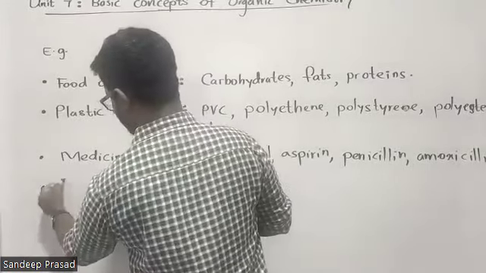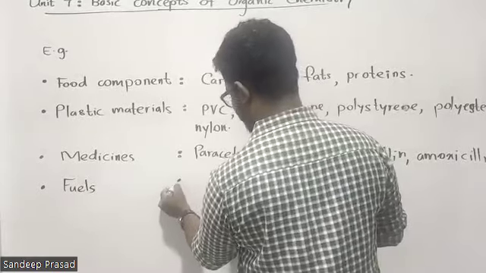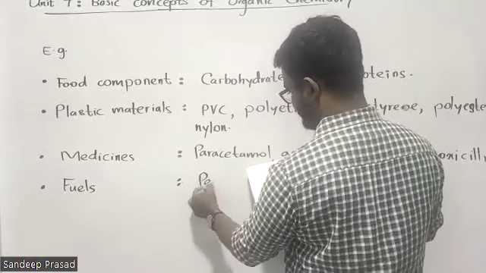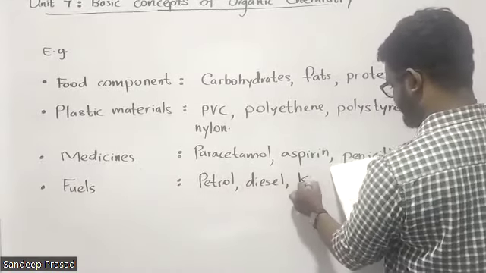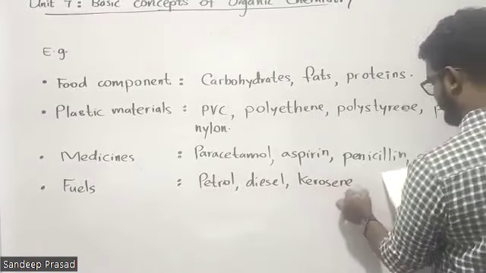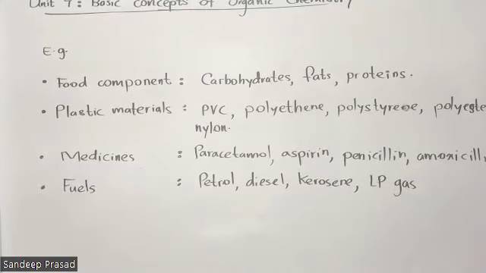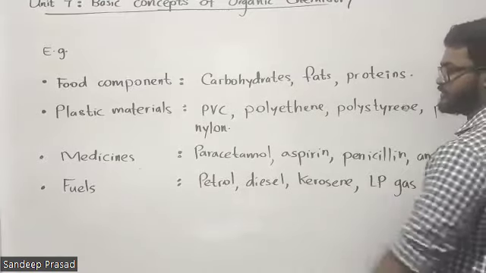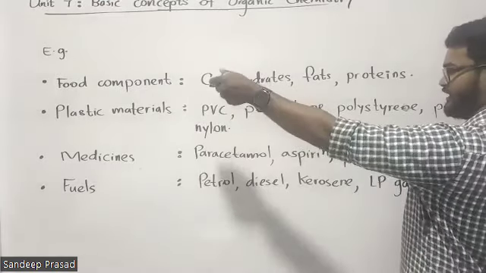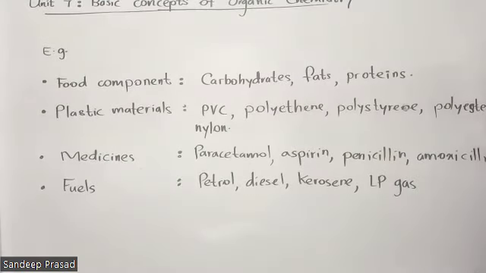And then we discuss the fuels. Yes, most of the fuels that we are using are carbon containing compounds. Petrol, diesel, kerosene, liquid petroleum gas, LP gas. So these are some examples of how we are using organic compounds in our day-to-day life in industries like food, plastic materials, medicine, fuels. Quickly complete this one.